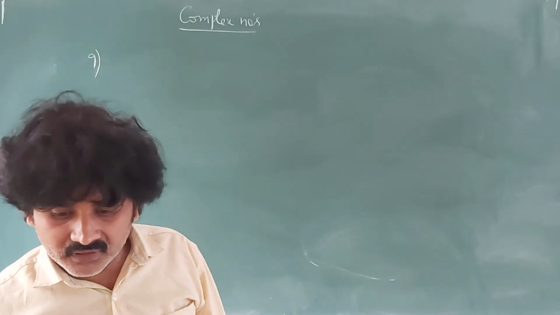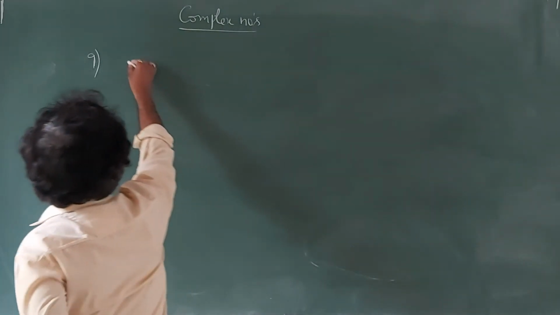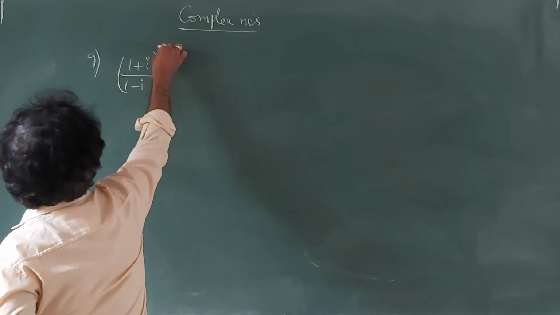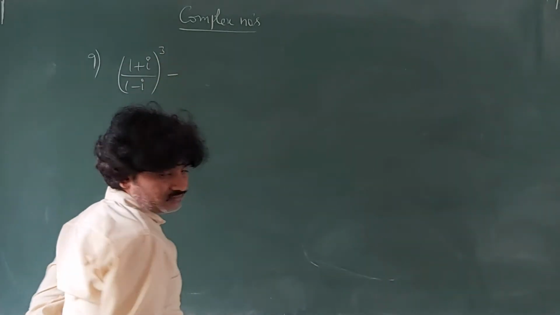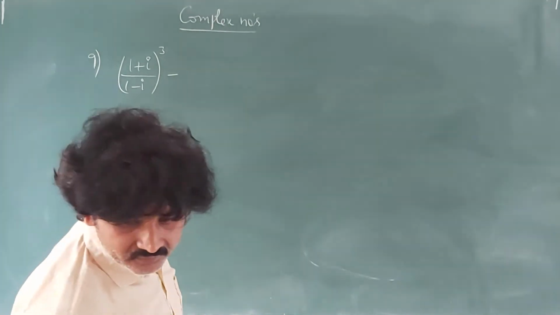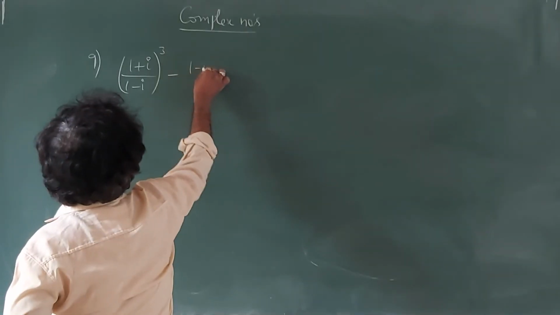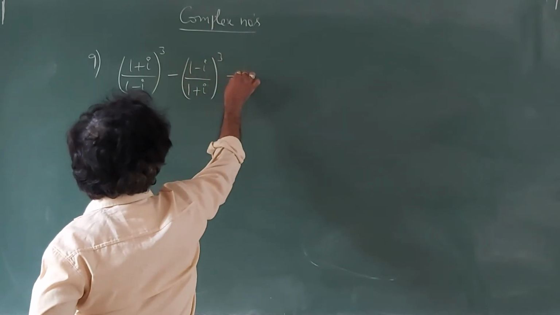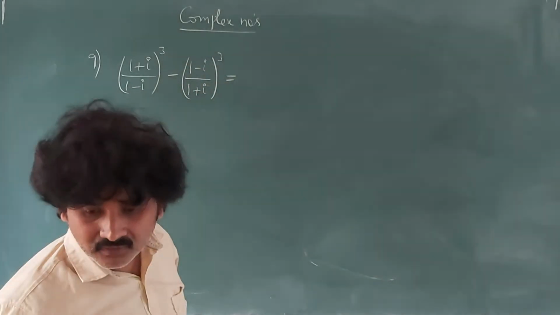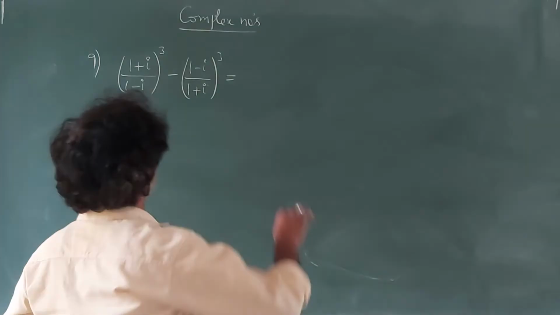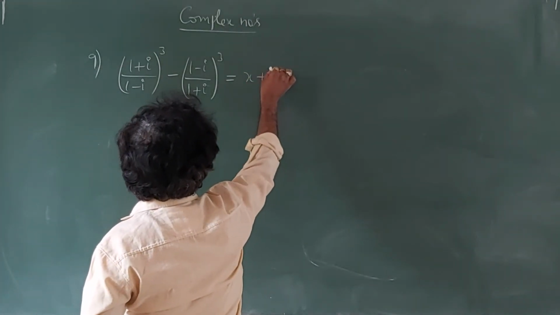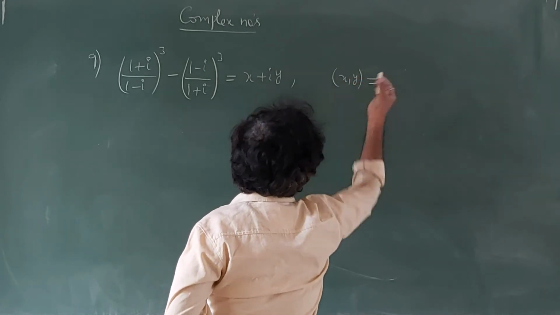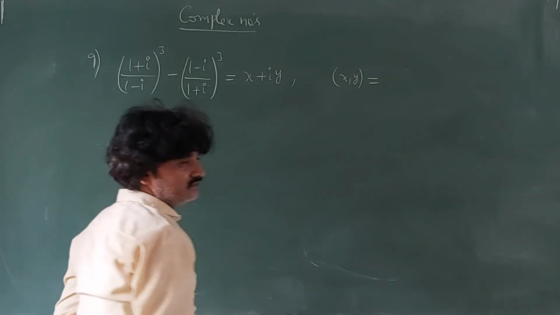(1 plus i by 1 minus i) whole cube minus, what is the second term they give? Reverse: (1 minus i by 1 plus i) whole cube equal to, how much is it given? x plus iy. Then what are the values of x comma y?